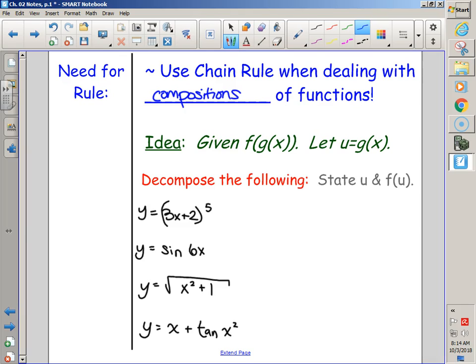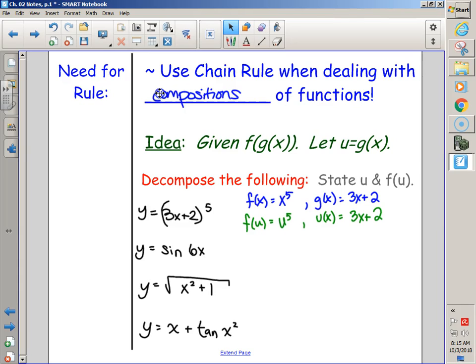Decompose the functions. So I'll show you 2 different ways of writing it. You could either, on this top one, rewrite it as f of x equals x to the 5th, and g of x is equal to 3x plus 2. You could use the f and g notation like I did up here. With f and g, g goes inside of f. Or you could also use the f of u notation, u to the 5th, where u of x is equal to 3x plus 2. I want you guys to ponder both of those, pick a way, and use it for the other ones to go ahead and decompose the functions.